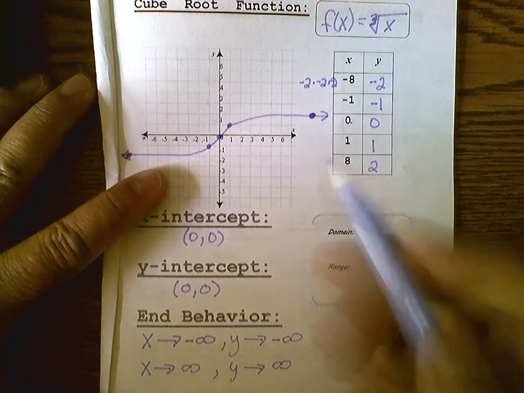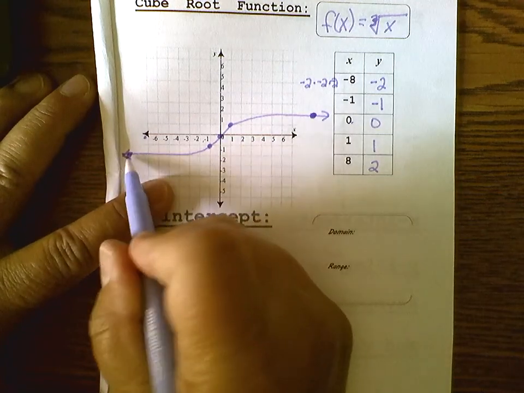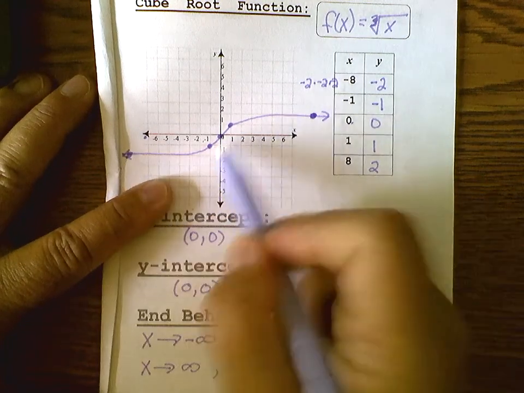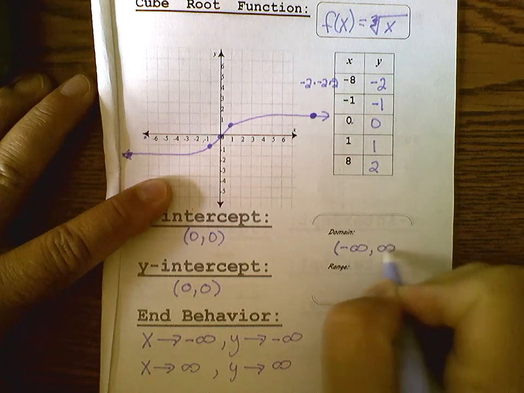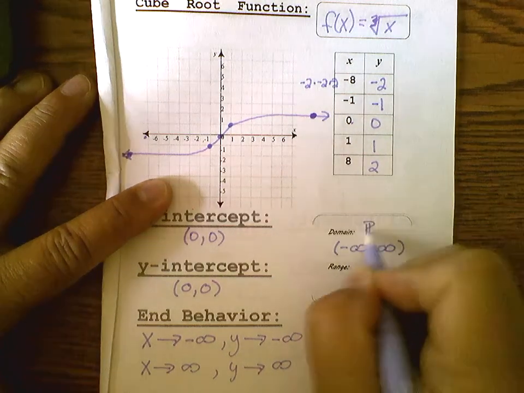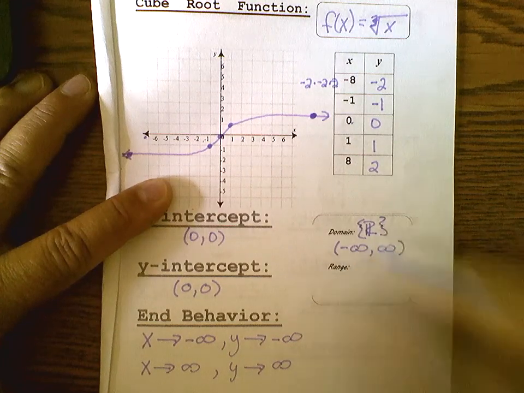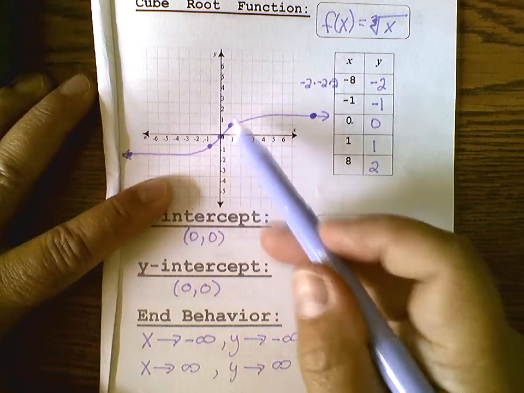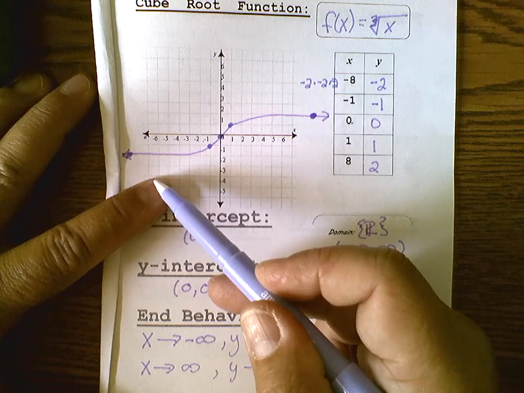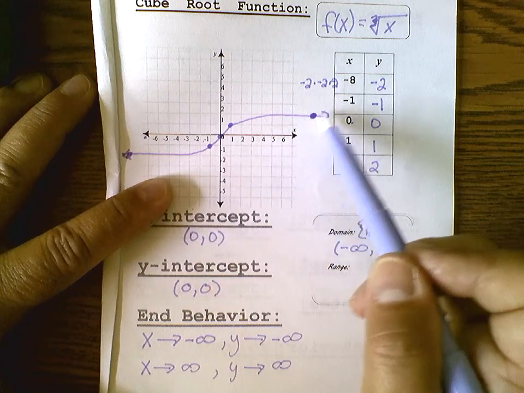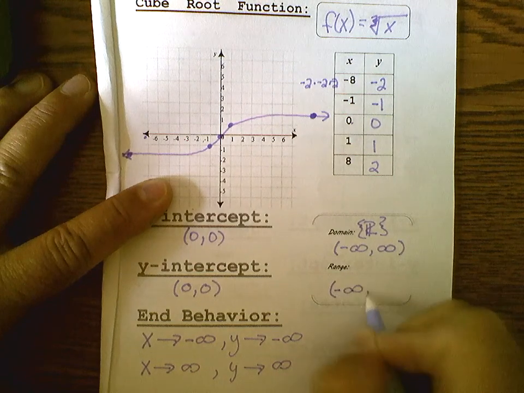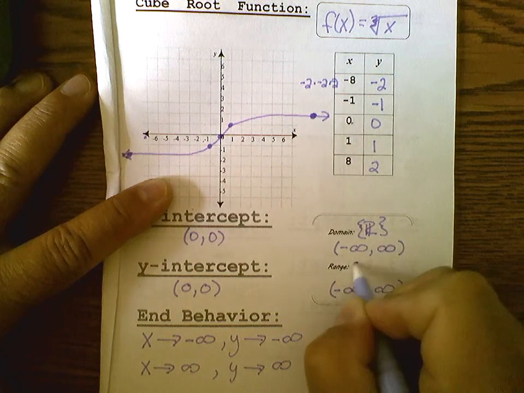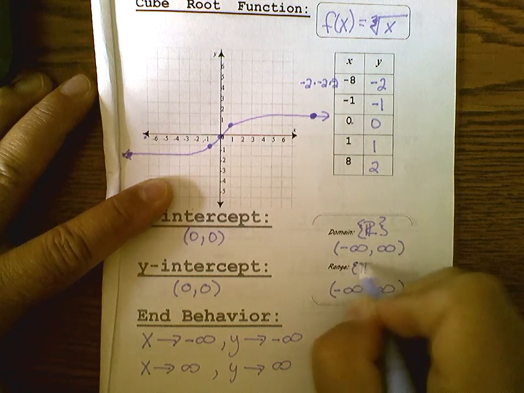So the domain, how far to the left does it go? Negative infinity. How far to the right does it go? Positive infinity. Or all real numbers. Range, how far down does it go? Negative infinity. How far up does it go? Positive infinity. Or all real numbers.